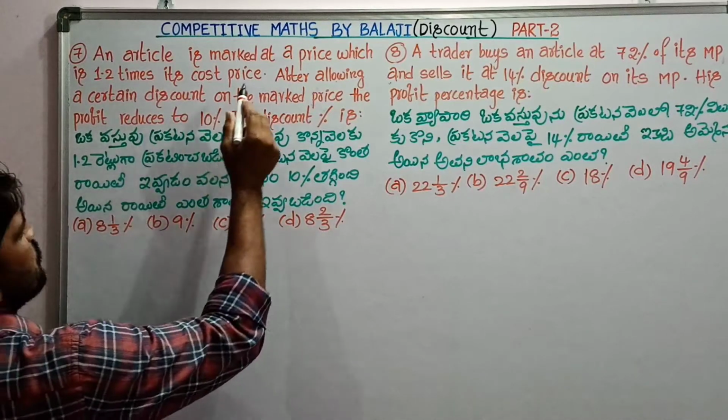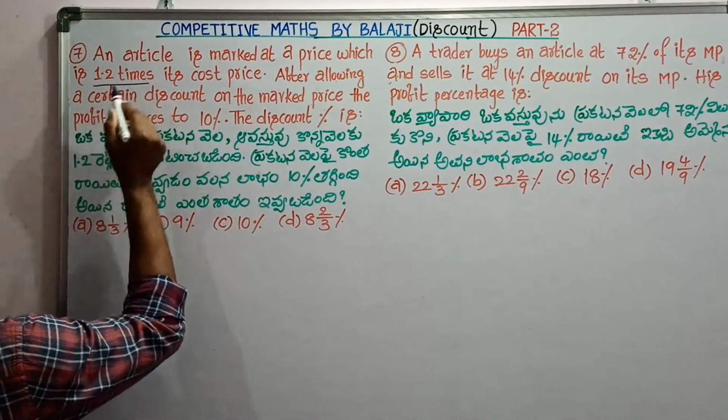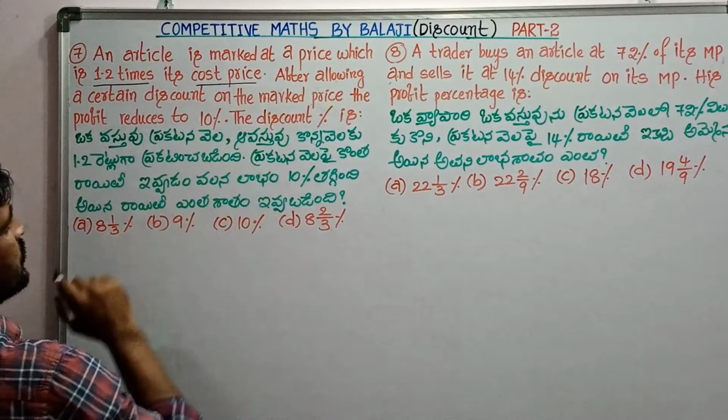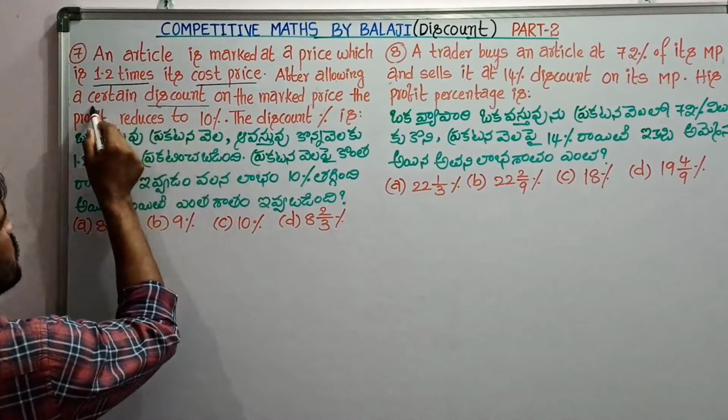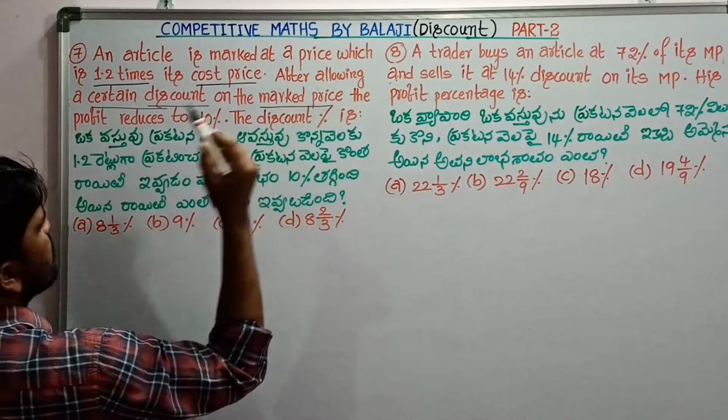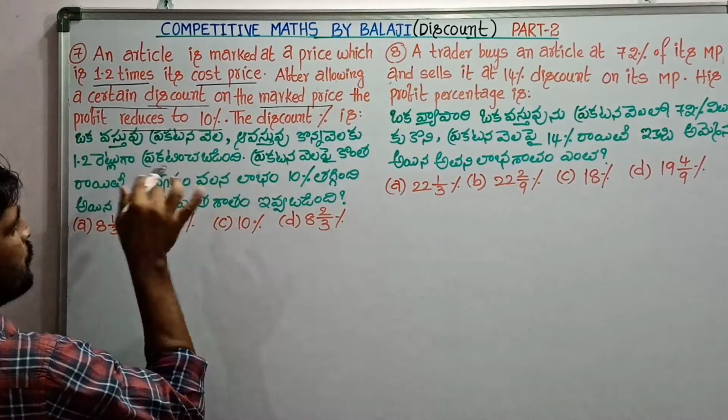An article is marked at a price which is 1.2 times its cost price. After allowing a certain discount on the marked price, the profit reduces to 10%. Find the discount percentage.